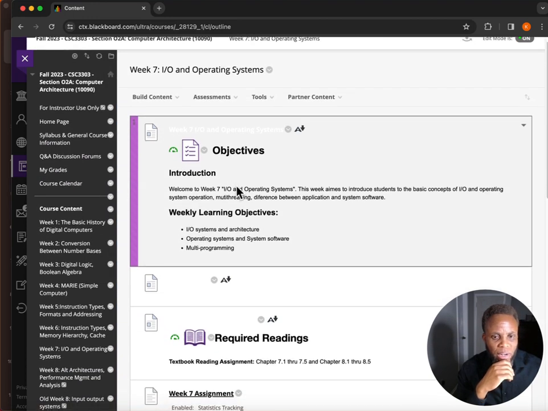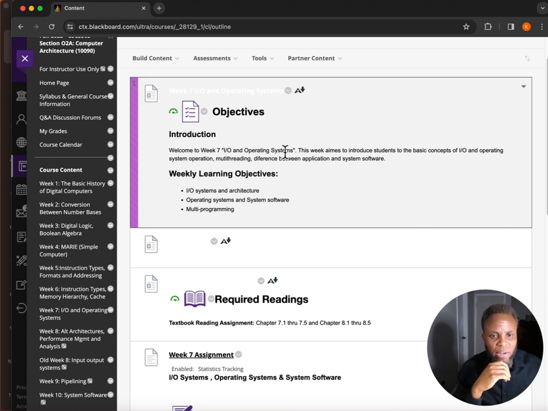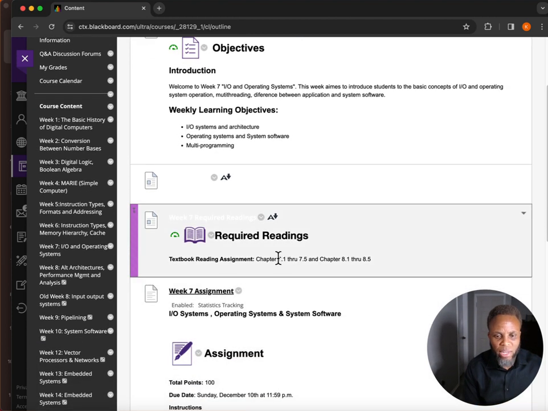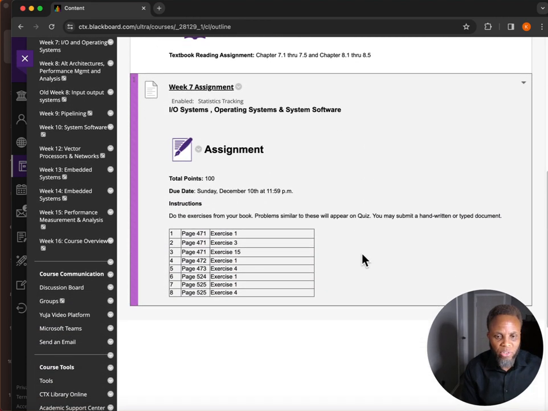Okay, so we're going to be covering week 7, I/O and operating systems, and the required reading is 7.1 to 7.5 for chapter 7 and 8.1 to 8.5 of chapter 8. And I made some modifications to your homework as well. I'm asking you folks to do 8 simple exercises. You'll notice that these are the earlier exercises of these chapters. Intentionally, these are easy. I don't expect these questions to take you folks more than 1, maximum 2 hours to complete. Why? Because this is the week that your projects are due.